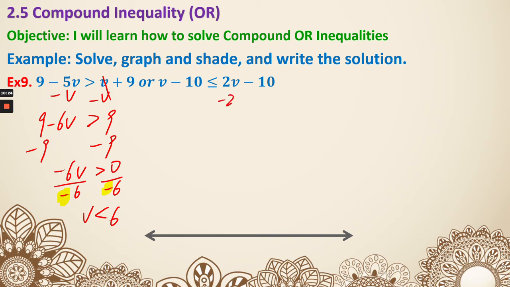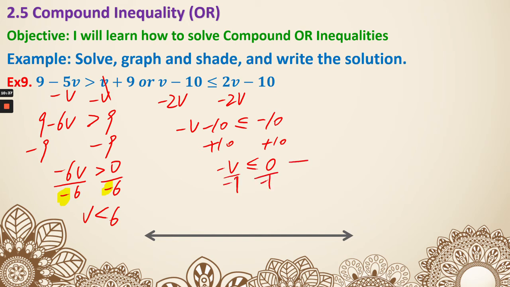The other inequality, subtract 2v on both sides. Negative v minus 10 is less than or equal to negative 10. Add 10 on both sides. Negative v is less than or equal to 0. Divide everything by negative 1. So we got v is greater than or equal to 0. Now let's start graphing. That is not going to be a 6 actually, that's a 0. Okay, now let's start graphing.